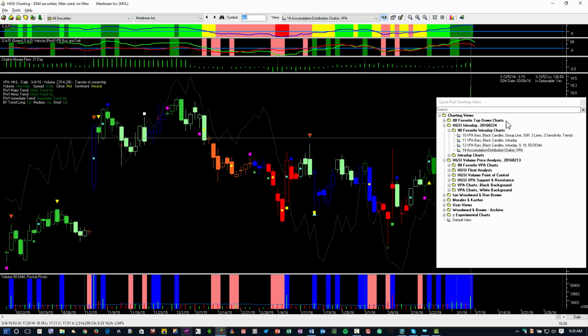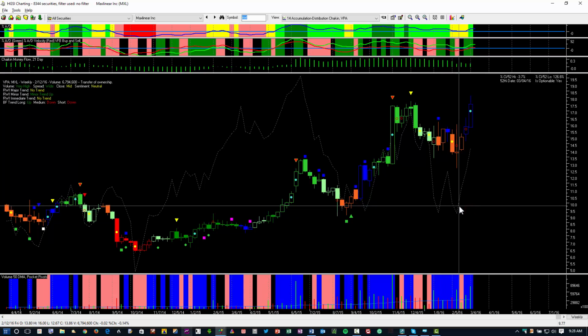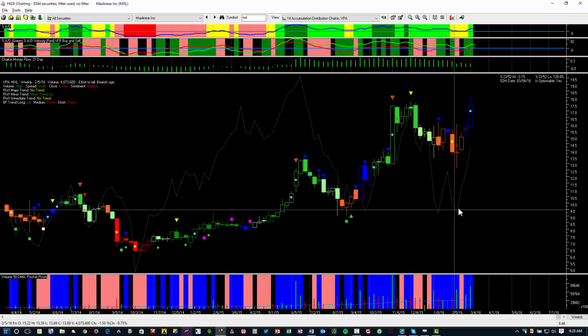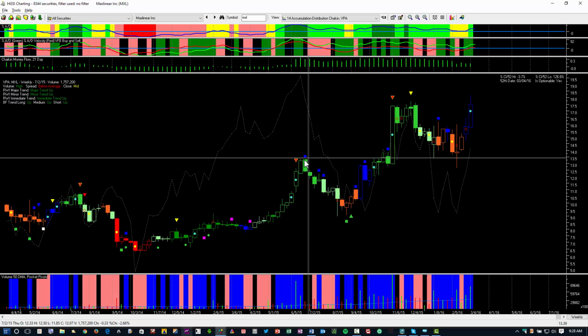And I'll give you a longer look at it. Get rid of this. You can see that it's extremely choppy. The group is choppy, the stock is choppy, but let's look at the weekly chart. By the way, if you're using VPA, you should always start looking at the weekly charts too, just because it gives you a better perspective of support and resistance.